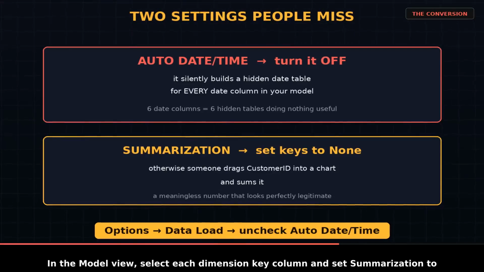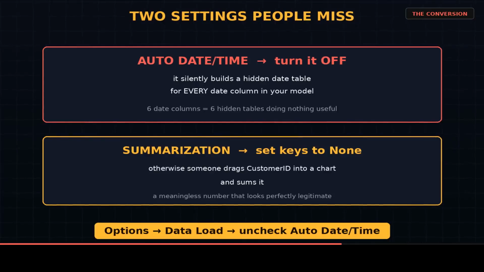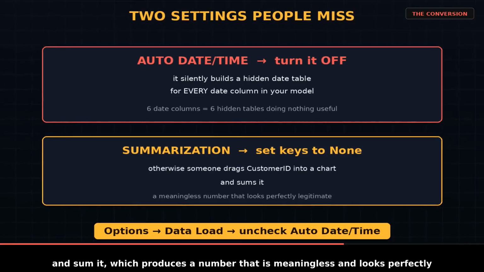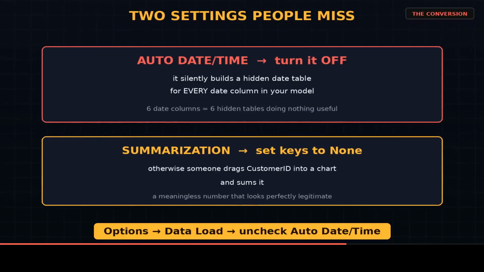One more setting while you're in there. In the model view, select each dimension key column and set summarization to none. Otherwise, Power BI will happily let someone drag a customer ID into a chart and sum it, which produces a number that is meaningless and looks perfectly legitimate.